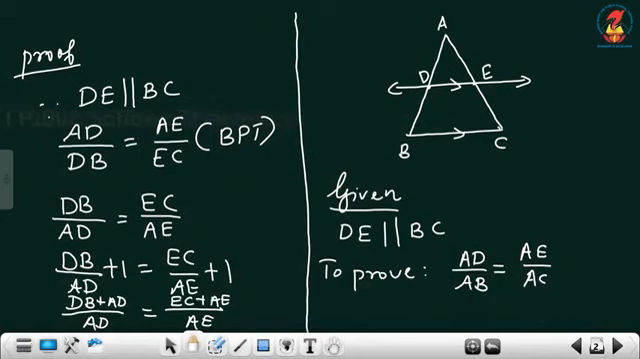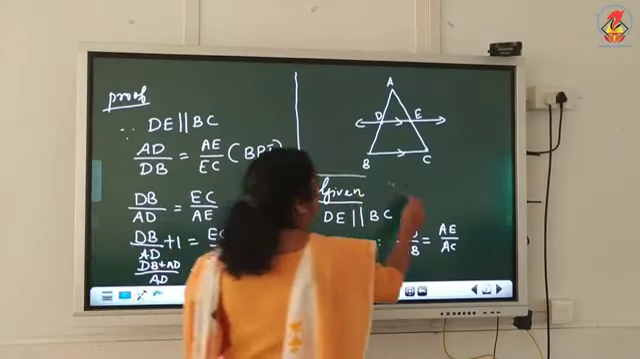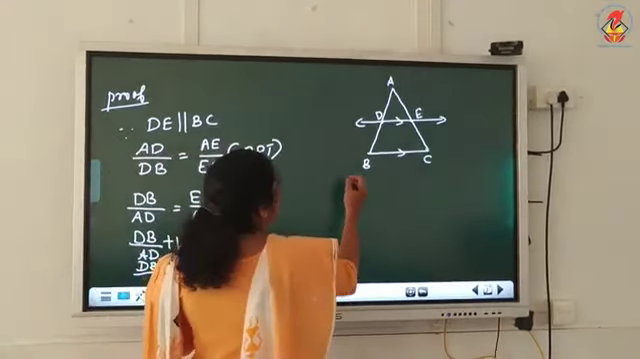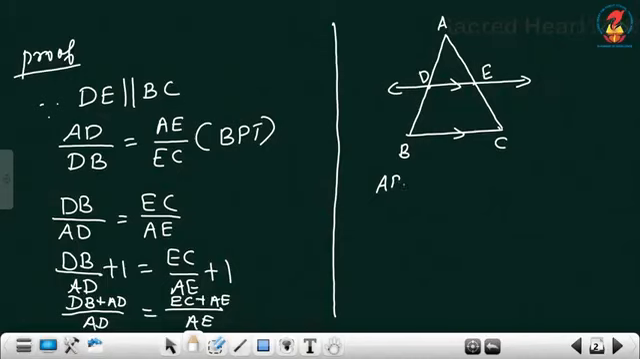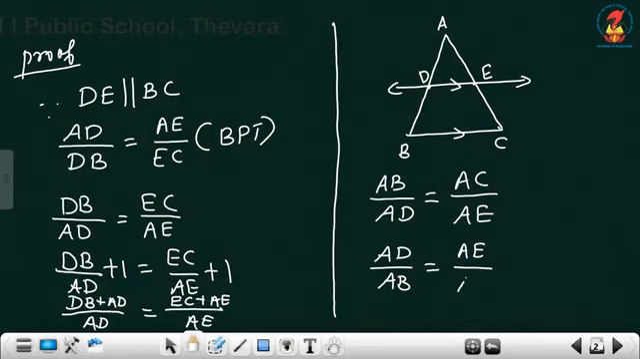So, what about DB plus AD? DB plus AD is the total length AB. So, AB by AD is equal to, and EC plus AE is the total length AC, AC by AE. Again take the reciprocal. So, AD by AB is equal to AE by AC. This is the required result.